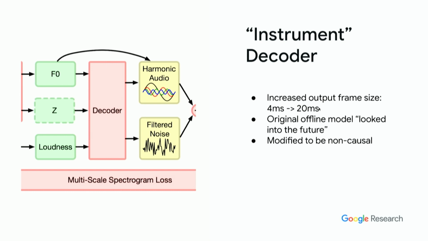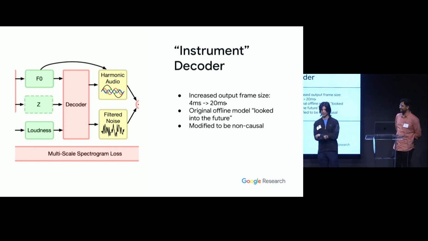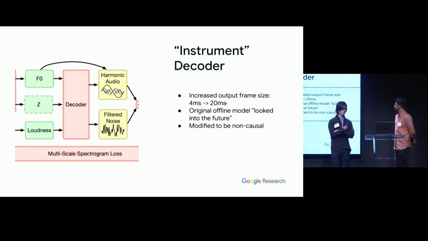We also had to pay special attention to not incorporate any non-causal convolutions, like the web versions of DDSP. This is because the original offline model was able to look into the future. Obviously, you can't do that in a real-time context, so if you could look into the future in real time, well, you deserve a Nobel Prize. So we modified this to be causal.